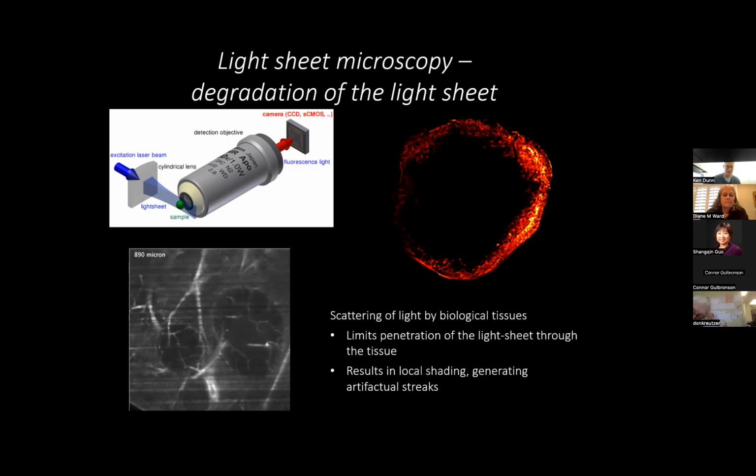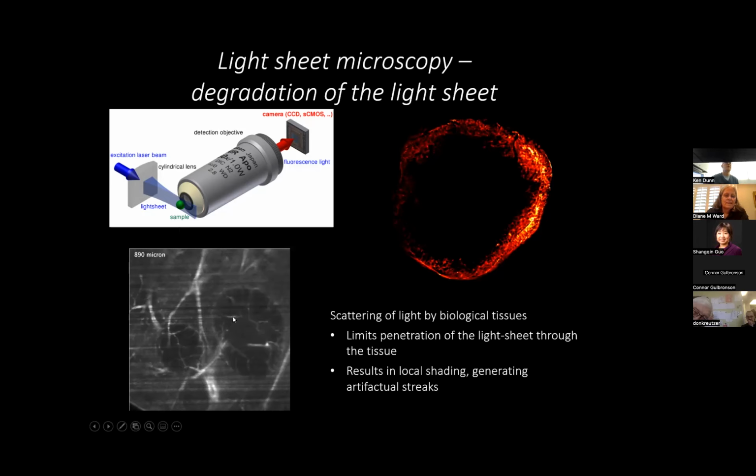This is an example of some early images that we collected where we were illuminating from one side. You can see you get terrific labeling over here, nothing visible over here at all, because the light's simply not penetrating into the tissue. There you also get these shadowing effects where, depending on where an object is, you have shading from one side.